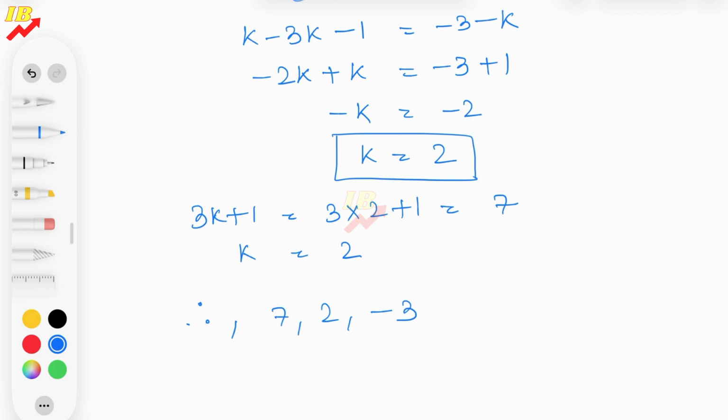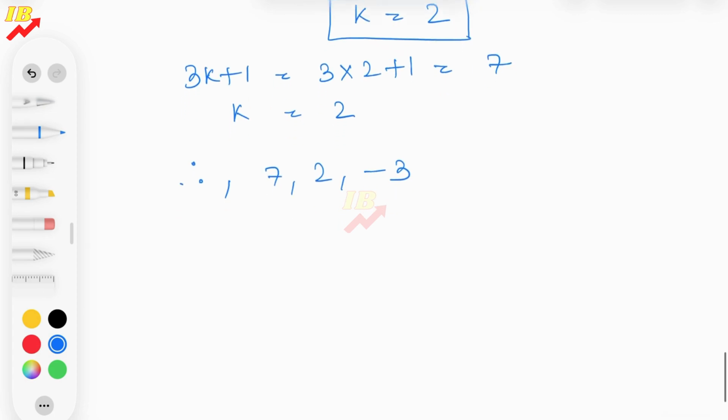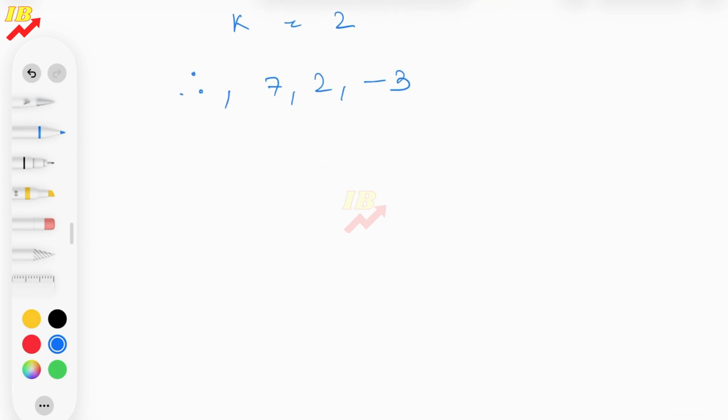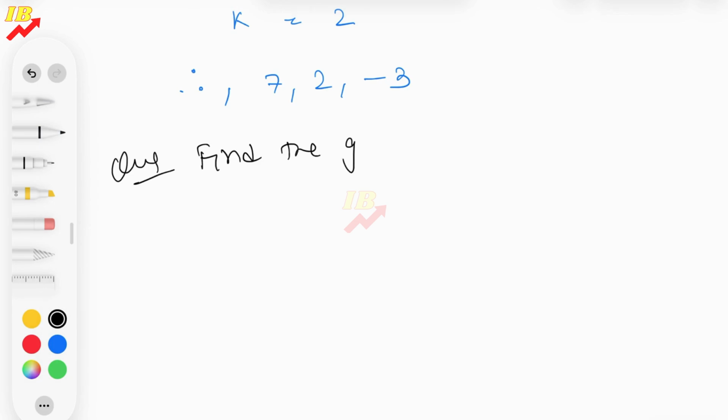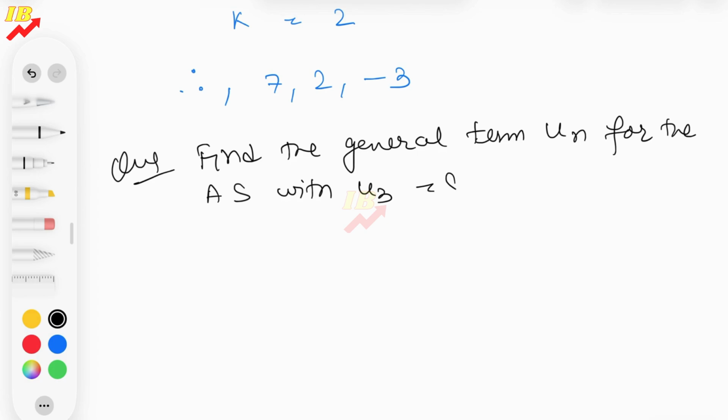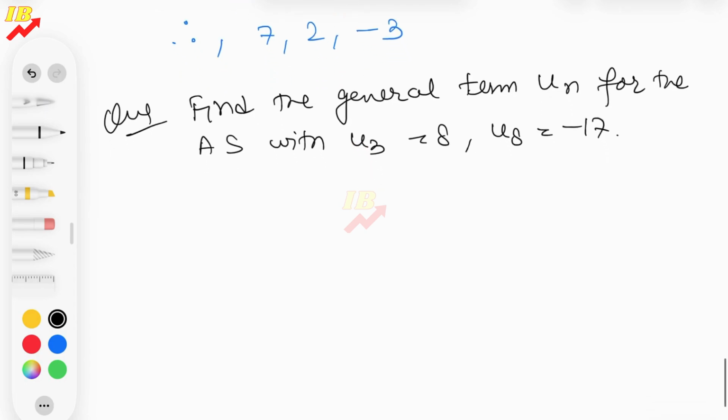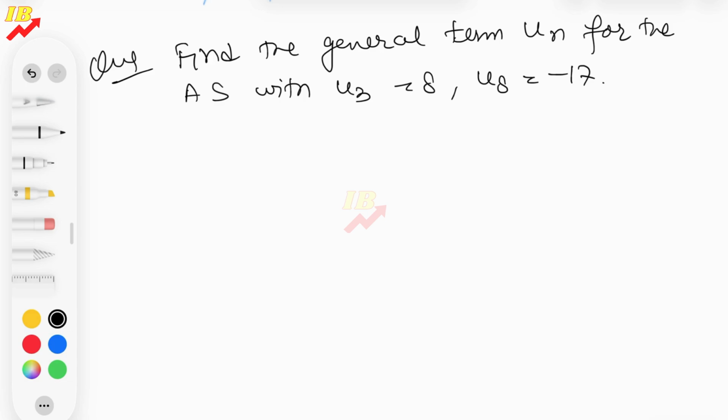I hope you understand today's concept. Let's just take one more question. Find the general term Un for the arithmetic sequence with U3 is 8 and U8 is negative 17. Okay, so that means nothing is given except U3 and U8. So you plug in the U3 thing as an equation here, and U8 equals negative 17 in the equation.